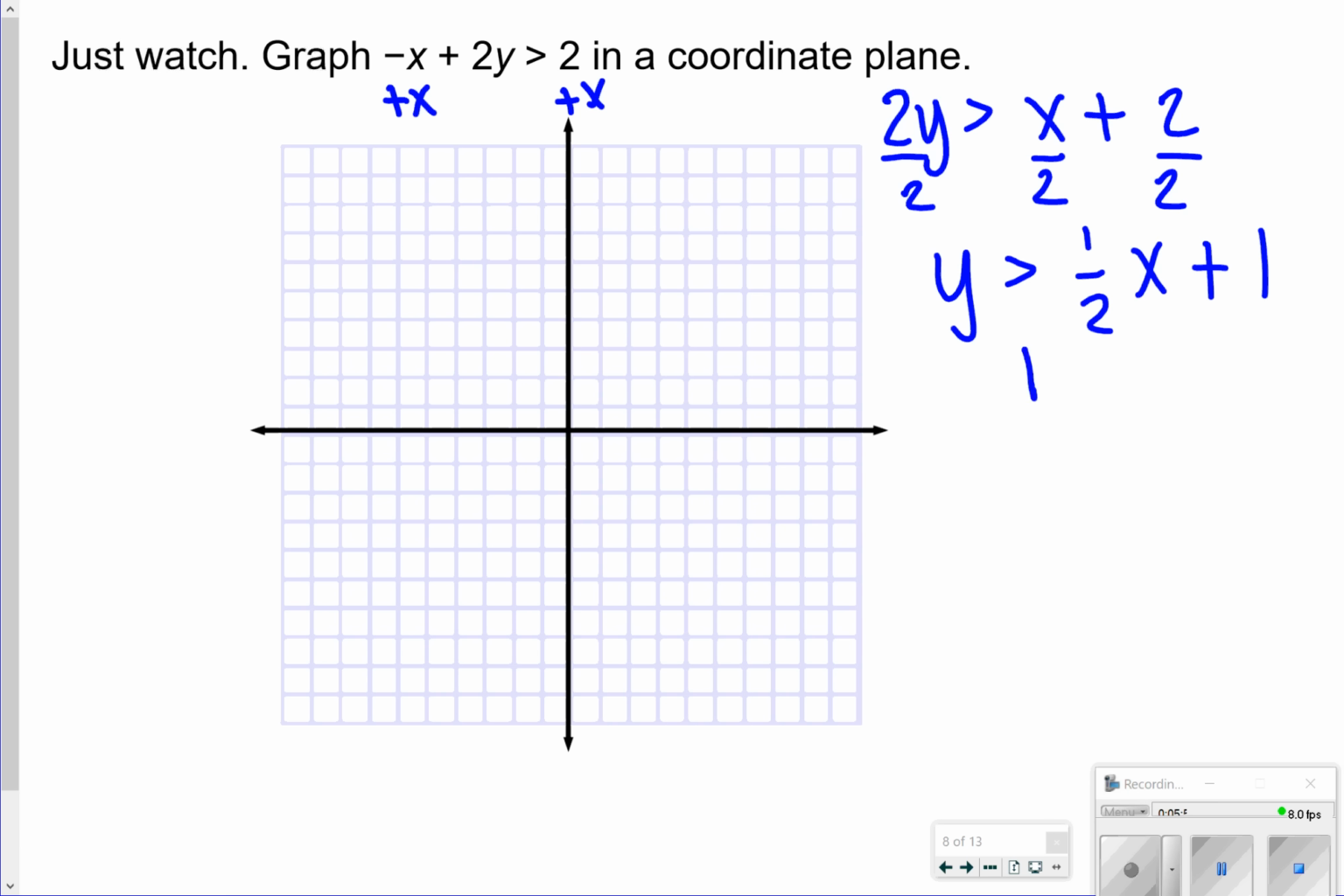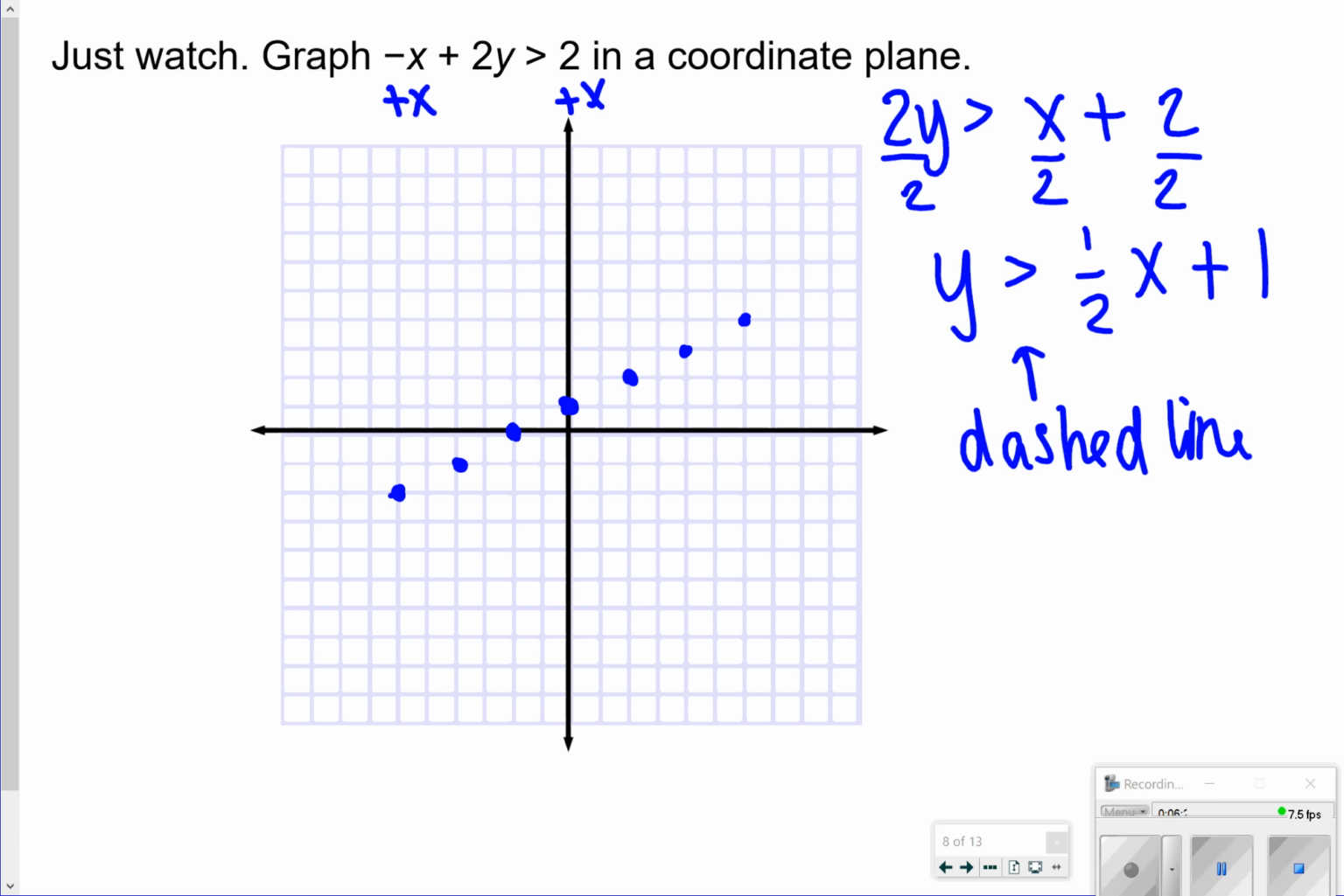Notice I use the greater than symbol, so that's going to be a dashed line. The first thing I'm going to do is find my y-intercept, which is plus 1, right up here on the y-axis. And then my rise over run will be rise 1, run 2, rise 1, run 2. And then I'm going to do the same thing down here: down 1, run 2, down 1, run 2, just to get a few points on there.